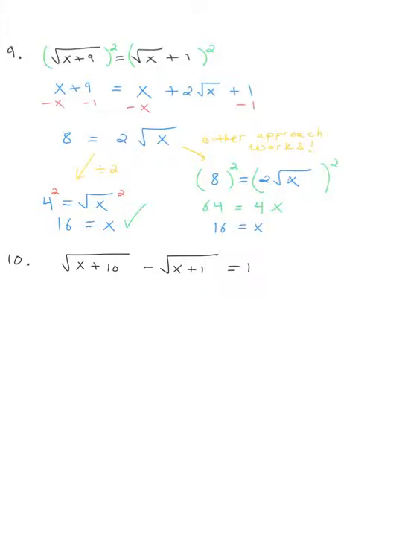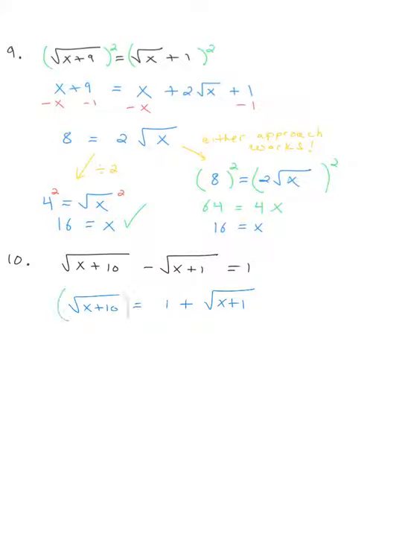Again, 2 square roots, both on the same side this time. I'm going to add the square root of x plus 1 to the right side of this equation. This changes to the square root of x plus 10 is equal to 1 plus the square root of x plus 1. This way, you could start this problem by squaring both sides, but the left side would be a disaster.